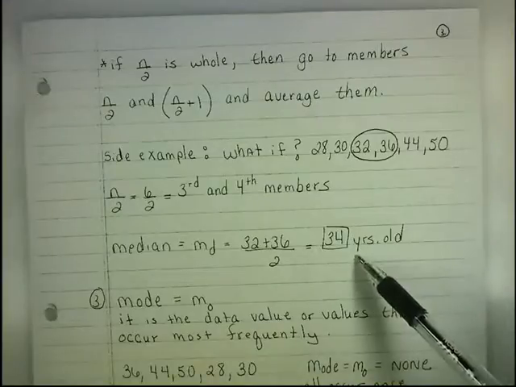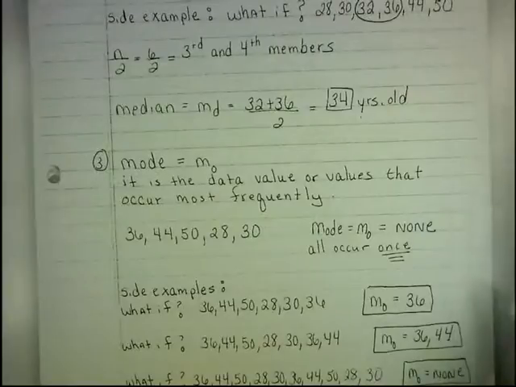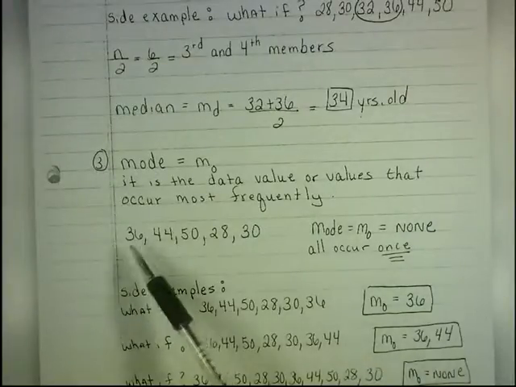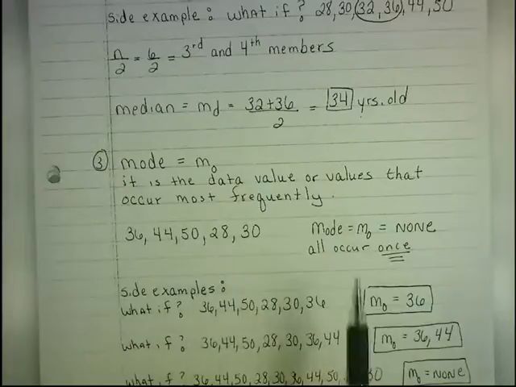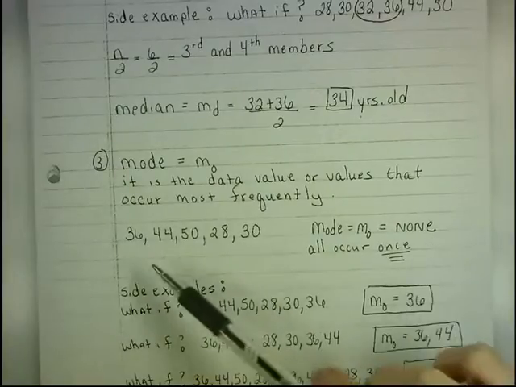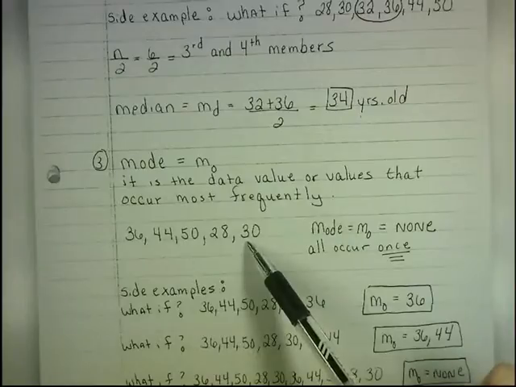Now, the mode is the data value that occurs most frequently. You can have no mode, one mode, or several modes. In this case of the original 5 women, the mode is none. They all occur just one time.